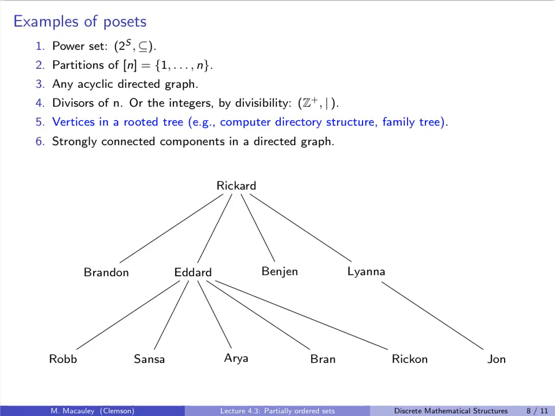And now, in stark contrast with the previous example of computer directory structure, here is an example of a family tree. So we can put a natural partial order on this by saying that x is less than or equal to y if and only if x is a direct descendant of y. So for example, Rob is less than or equal to Rickard, but Rob and Brandon are incomparable.